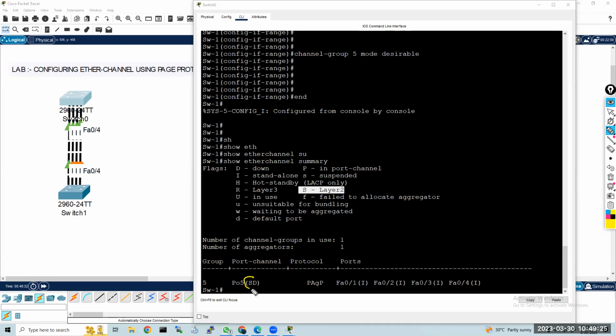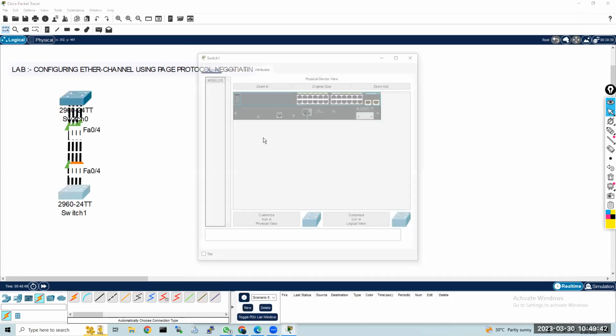So the port channel is SD. D means down, S means layer 2. Layer 2 is down. Still it is down because we have to configure the other side. Okay, let's go to the second switch now.